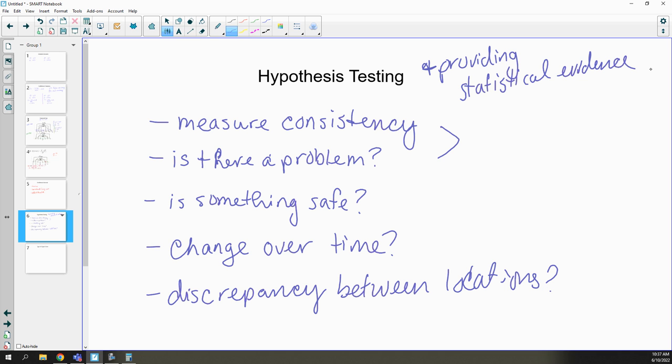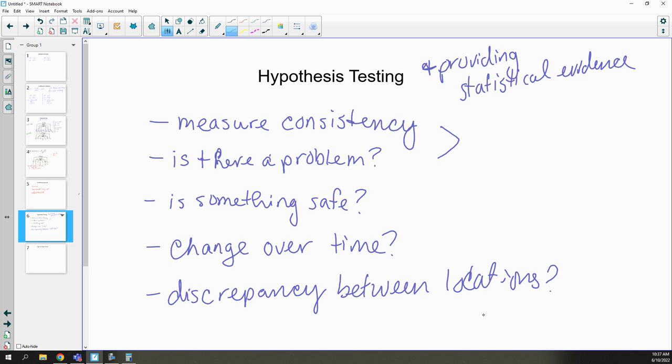So based on that statistical evidence, you can determine at whatever threshold you decide, do you have evidence that supports that this data is consistent or that there is a problem? Is something safe to release to the market? Has there been a change over time? Let's say that you own your own business and you want a franchise, you're thinking about opening a second location, and then suddenly your second location isn't doing well, right? That's what I mean down here between locations.